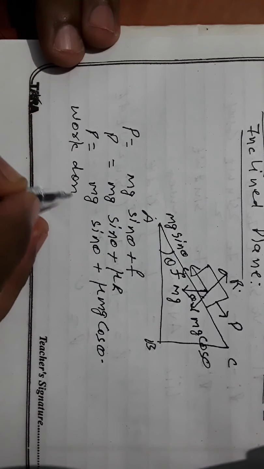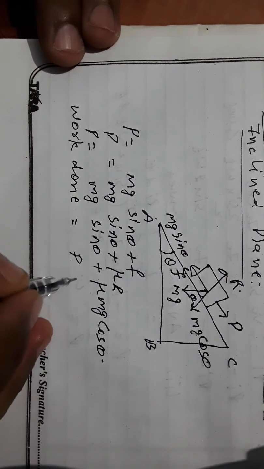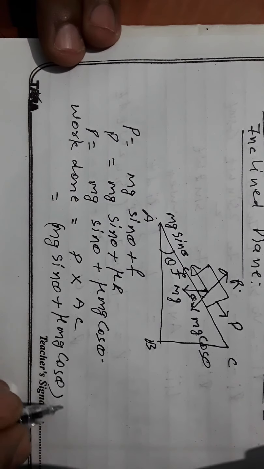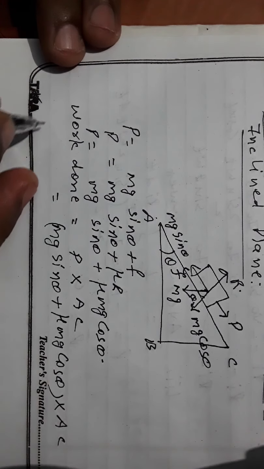Now work done is applied force into distance, that is AC. Put the value of P, mg sin theta plus mu mg cos theta, into AC. This is the required relation for the work done.